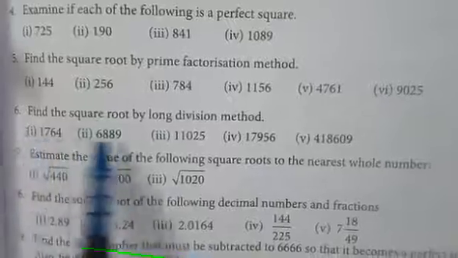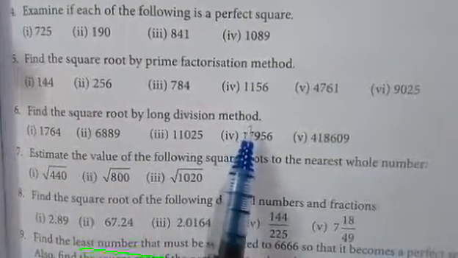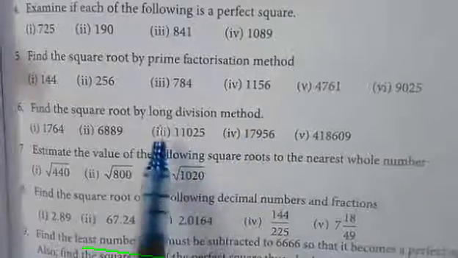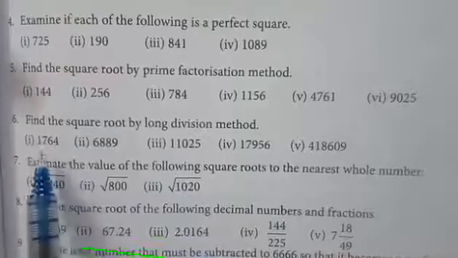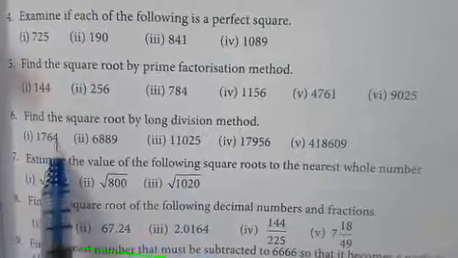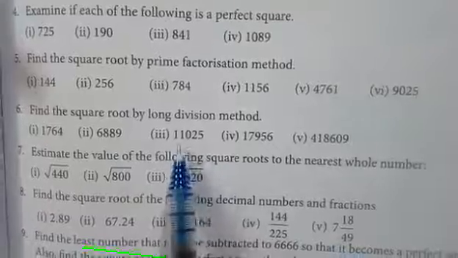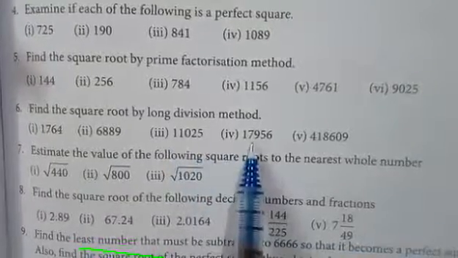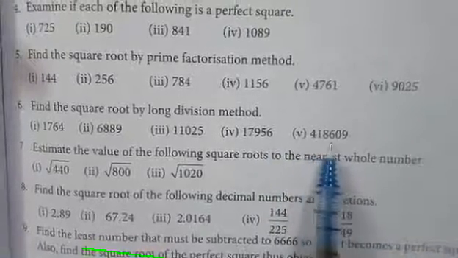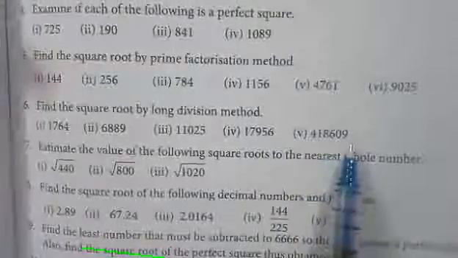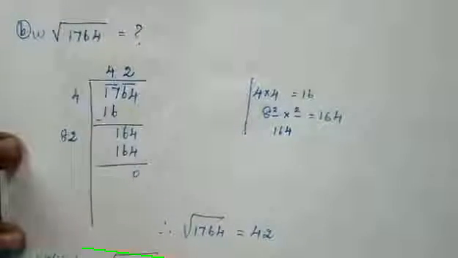Sixth problem, find the square root by long division method. The previous problems used the prime factorization method; now it is the long division method. Here also 5 problems are given. First problem 1764, second 6889, third problem 11025, fourth problem 17956, fifth problem 418609. For the long division method, we have to follow some rules.